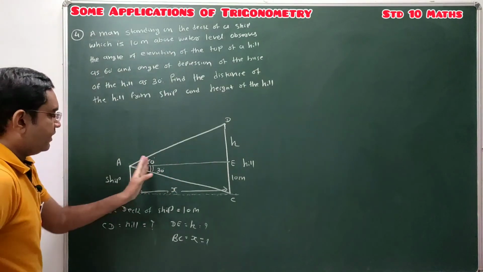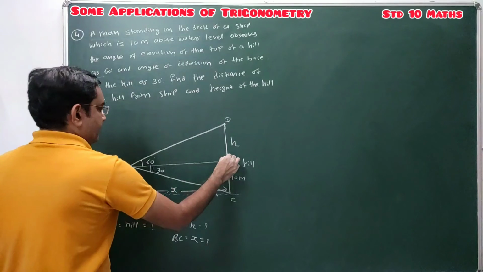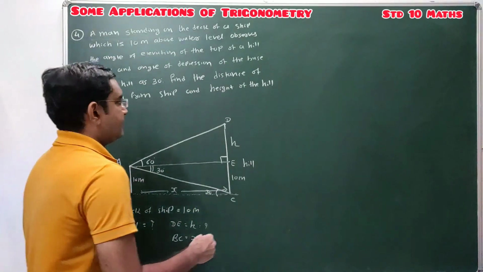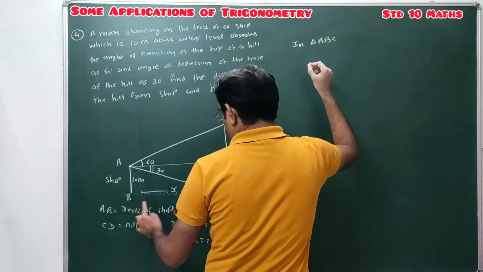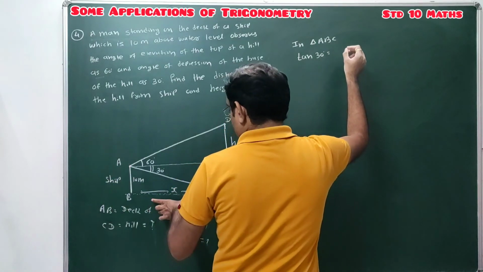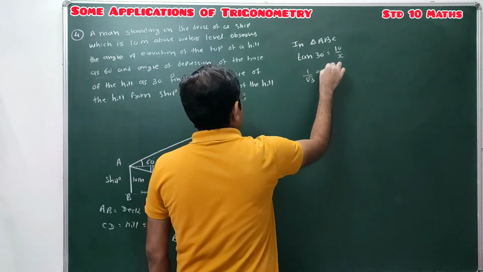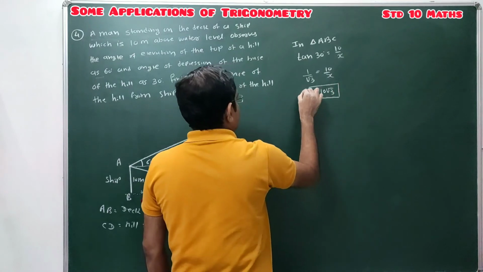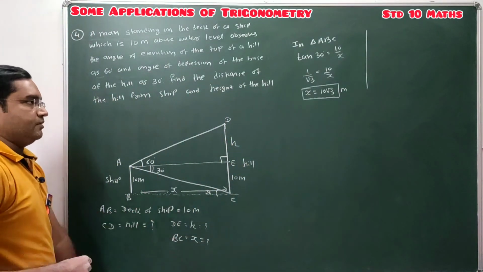Again, these are two parallel lines and a transversal, so this angle will be 30 degrees. Two right angle triangles are there: one is triangle AED and another is triangle ABC. Let's start with triangle ABC. tan 30 degrees is equal to the opposite side 10 upon the adjacent side x. Tan 30 is 1 upon root 3, which is equal to 10 upon x, and therefore x equals 10 root 3 meters. X is the distance between the hill and the ship. That is your first answer.